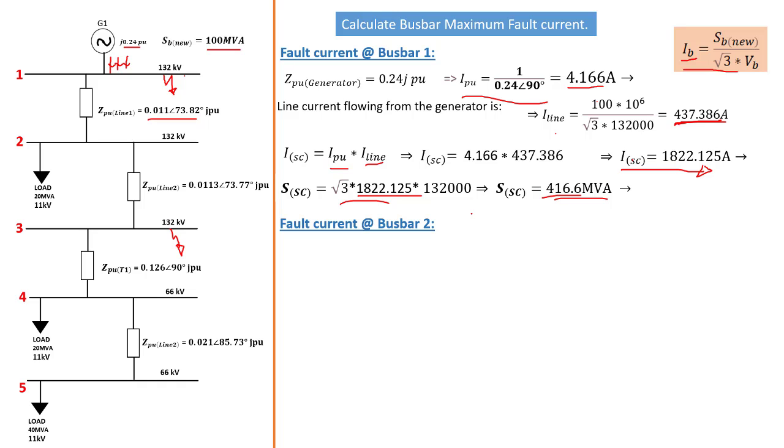Now moving on to busbar 2. Busbar 2, we're going to follow the same process. The process is of calculating the total impedance that is on the path to where the current is flowing. Now the current is going to be flowing from the generator down to this busbar, down to the line 1 and to this busbar here. So we want to know what is the magnitude of the short circuit current on this busbar.